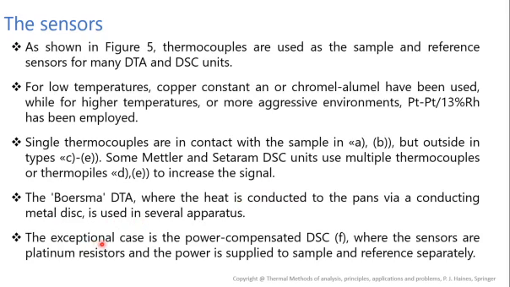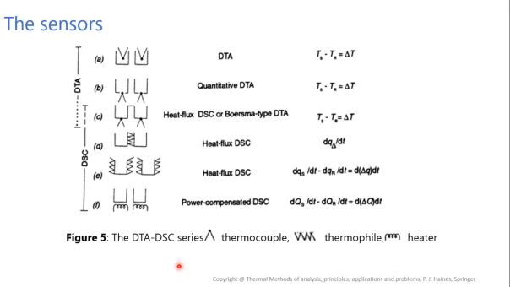The exceptional case is the power compensated DSC, F, where sensors are platinum resistors and power is supplied to the sample and the reference separately. So these are the DTA-DSC series: thermocouples, then thermopiles and heaters. These are the A and B thermocouples which are directly in contact with the sample. These are outside of the sample. In D and E, the thermopiles are placed, while in the case of F, there are heaters, as in the power compensated DSC.